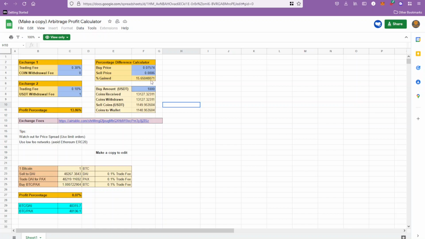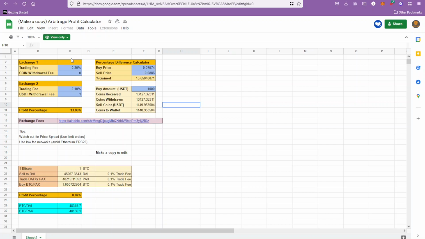And then you'd also put in the buy price and the sell price and all the different information, as well as the coin withdrawal fee, because obviously you need to send it to a wallet, and then sending it to another exchange costs gas. For example, if you're choosing a coin on the Ethereum network and you need to send it through the Ethereum network, you've got to understand that the Ethereum network is very, very, very expensive, and usually it makes the trade not worth it.